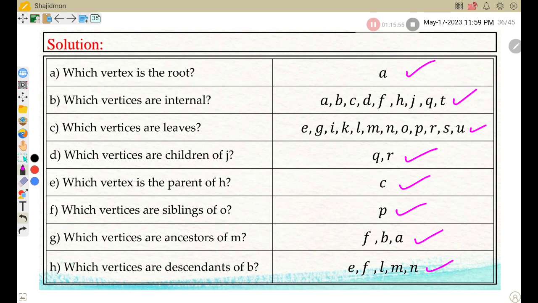Hope you understood this question. All the ideas are there in this graph, so you can understand easily. It is a natural example. Whatever we are doing, usually we are using these words internally: root, parent, sibling, ancestor, descendant. So you can easily understand that one.